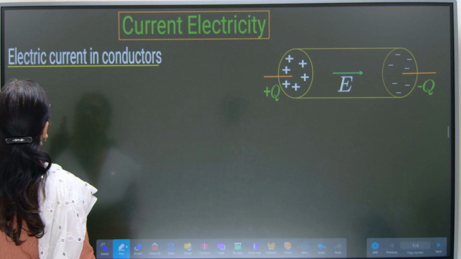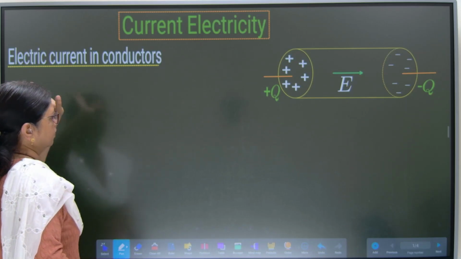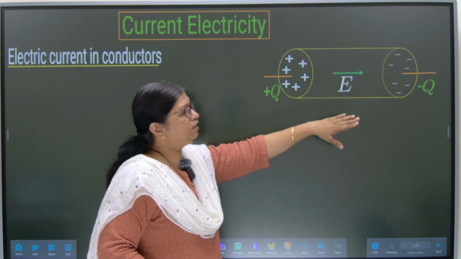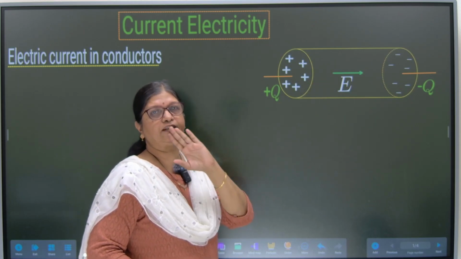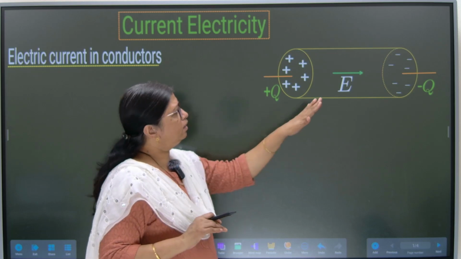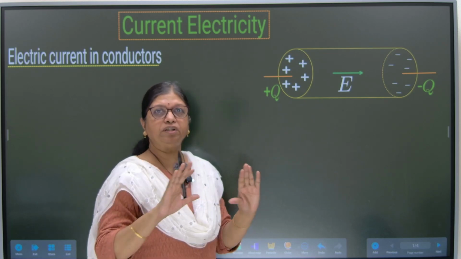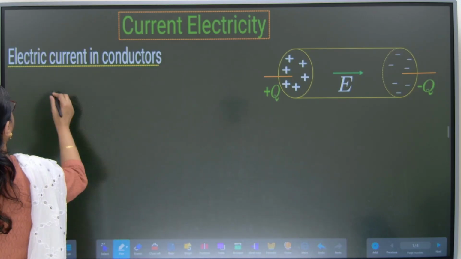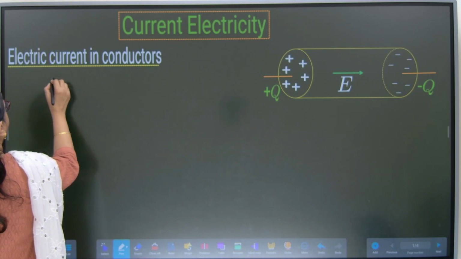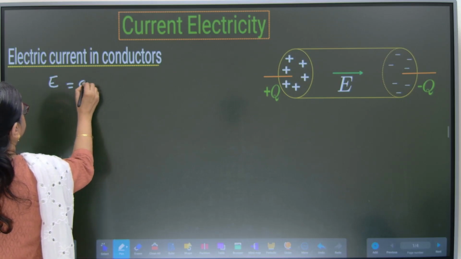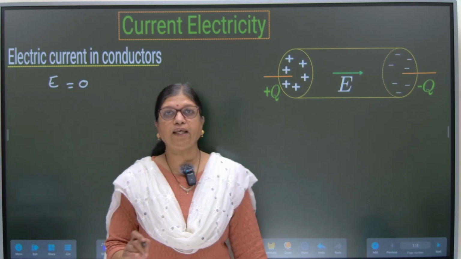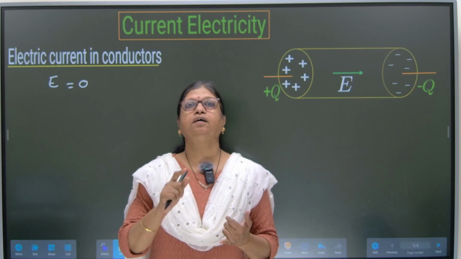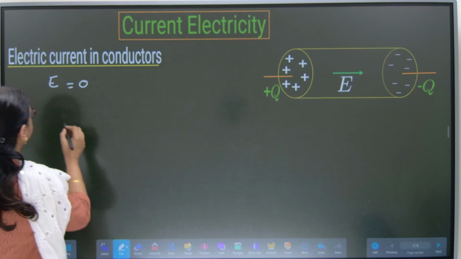Okay, so now let us talk about electric current in a conductor. Consider one conductor in which there is no electric field created. Here we have a diagram of a cylinder which is considered as a conductor. At present, let us understand that there is no electric field in the conductor. If there is no electric field, then what happens to the electrons? The electrons will drift.